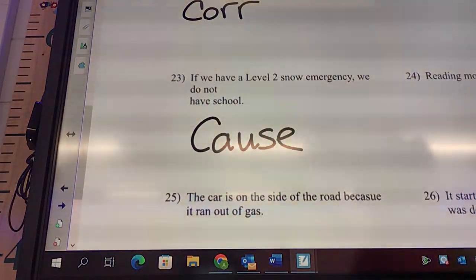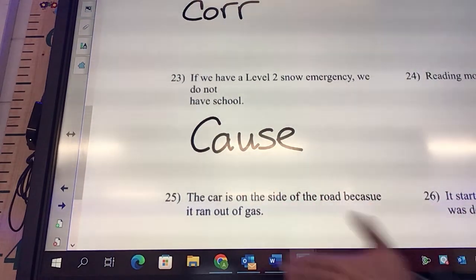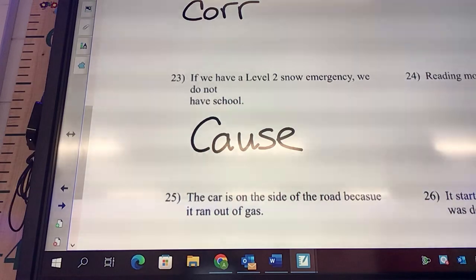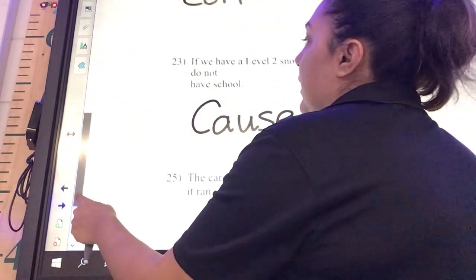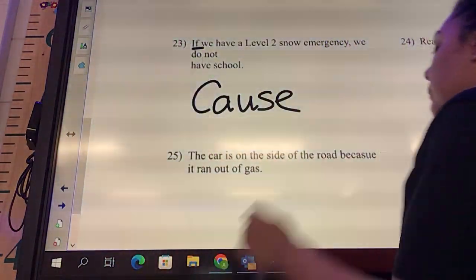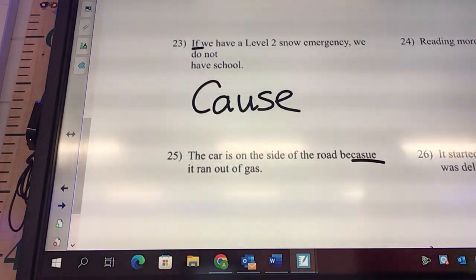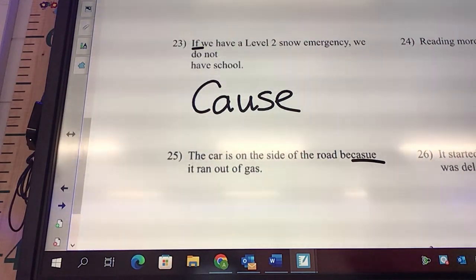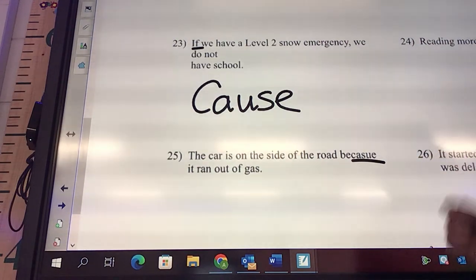And typically you can say that with cause. Because this first thing happened, then the second thing happened, okay? Typically if you're going to see if, because, those things, a comma, those are going to be correlation, okay? The car is on the side of the road because it ran out of gas.